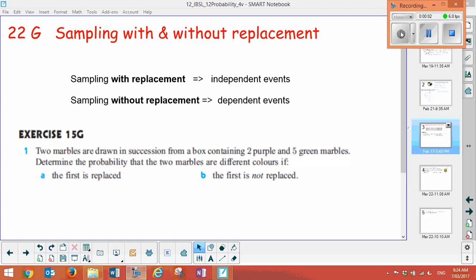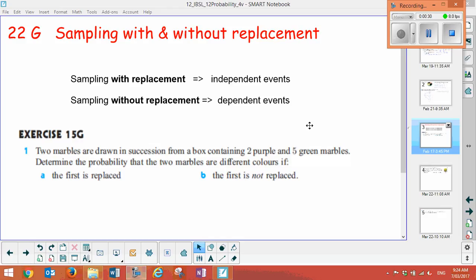Hello IB, let's have a look at 22G, sampling with and without replacement. So we've been talking a lot about that because if we sample with replacement, that means two events will be independent, they're not affecting each other. If we're sampling without replacement, that means we've got a dependent event, so the probabilities will be changed depending on what happens in the first draw or the first part of the sampling.